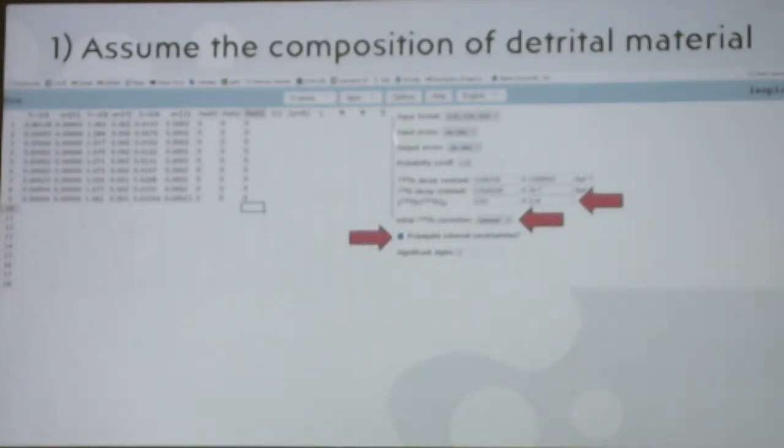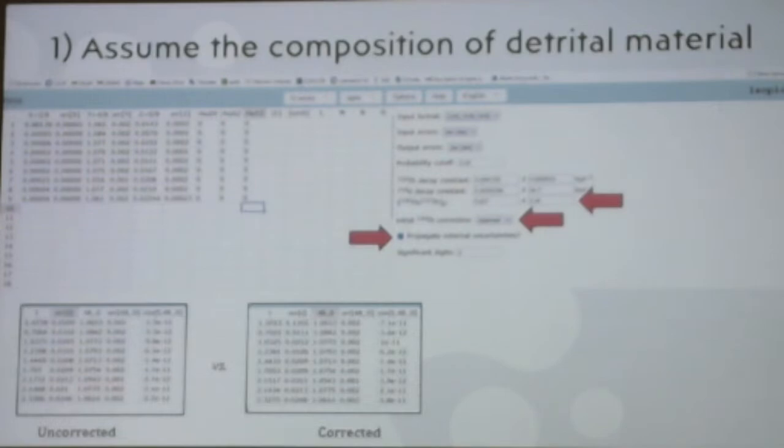This is very important. Always click on propagate external uncertainties. And these are the uncorrected ages versus the corrected ages. As you can see, the uncorrected ages are a little bit older than the corrected ages. Sometimes the correction might be a little bit too small. Sometimes it's just a few years. Sometimes it's 15 years. Sometimes it could be 100 years. Sometimes it could be, for example, in this case, about 70 years, something like that. The important thing is that the corrected ages are younger.